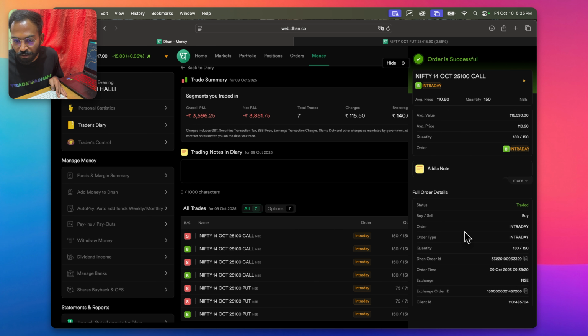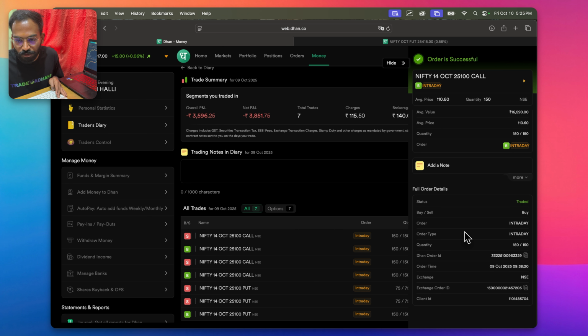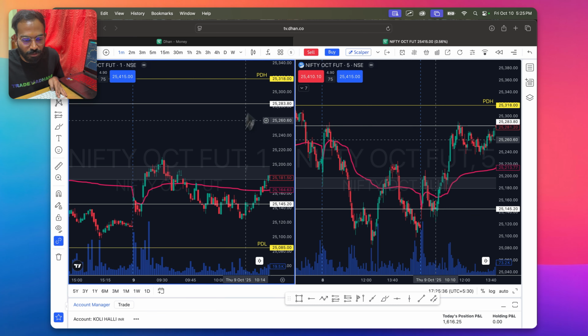And my third trade was also for the call side. I think I went on with the same contracts. As you can see, 25100, 25100, 25100. So I got back in the same contract around 9:38. Okay, why did I get in around 9:38?